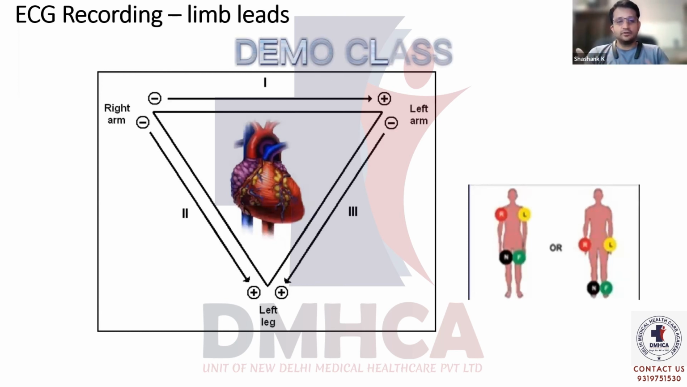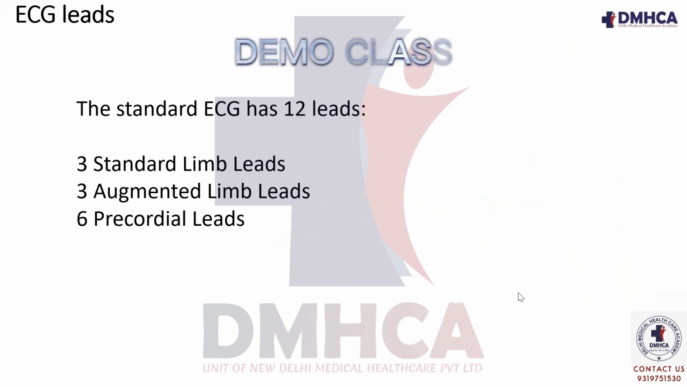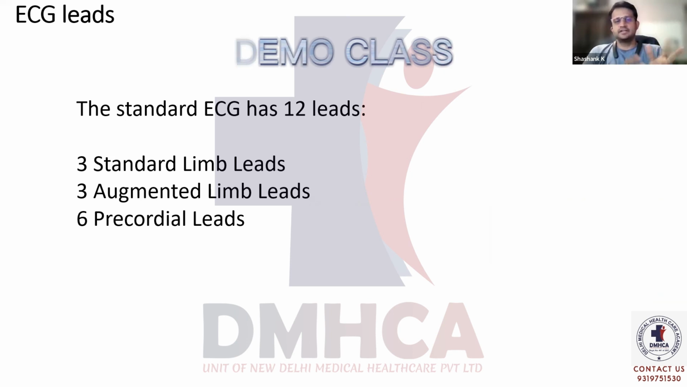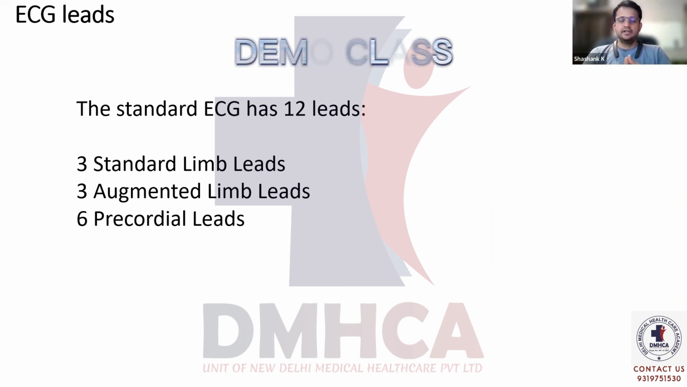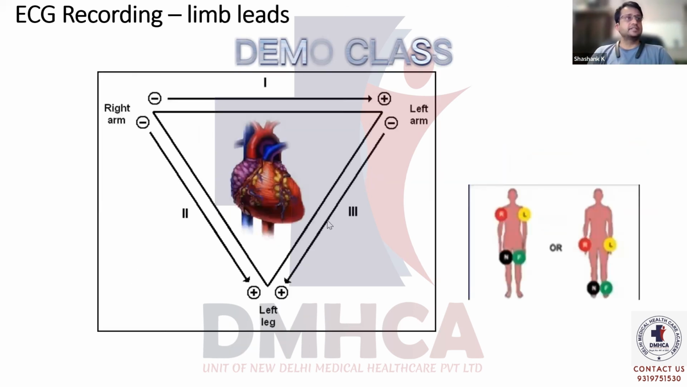Why are they called augmented? I could not hear that, but anyway, these are leads that are called augmented because they are calculated as combination leads. And when we say combination, it's a combination of your lead 1, lead 2, and lead 3. Your 6 precordial leads are your V1 to V6, as you know. It's basically telling the same thing here.